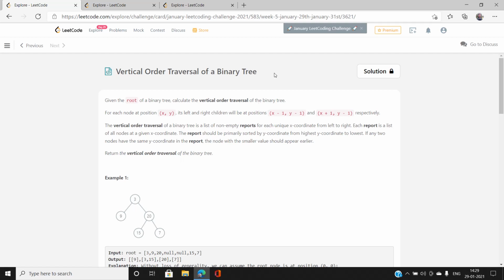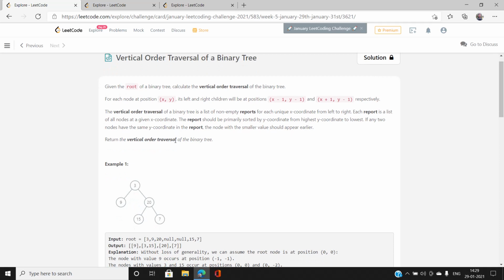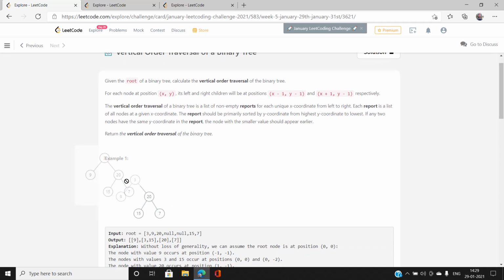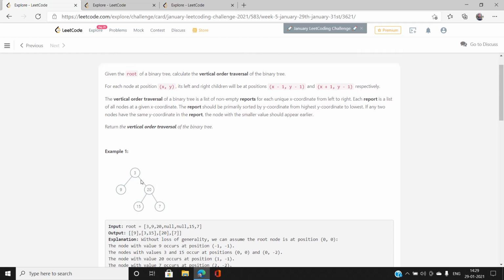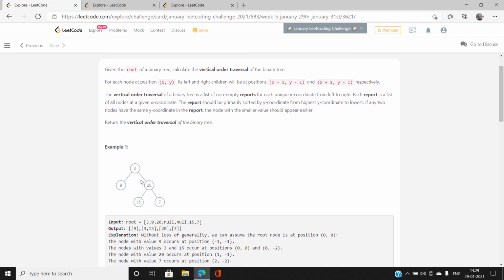Today I am going to discuss the LeetCode Daily Explore question, day 29. The question name is Vertical Order Traversal of a Binary Tree. In this question, we have been given a binary tree, as you can see here, and we have to perform the traversal in vertical order fashion. So, what is this traversal? Let me explain.